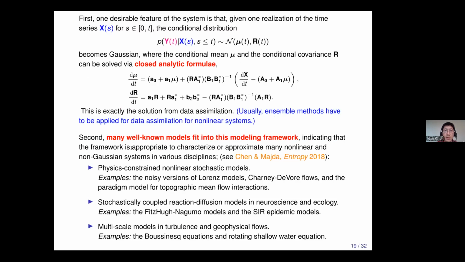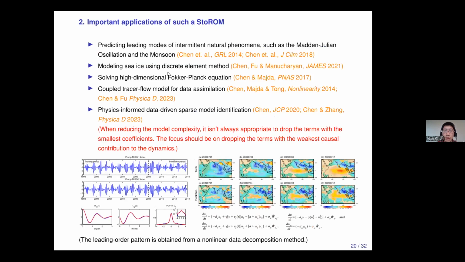I list all these important applications. At the very beginning, we used this kind of stochastic model to develop a low-order representation of this very intermittent time series. You can see, right? There are a lot of extreme events. We use two variables to describe these two time series, but we realized that these two variables themselves may not be sufficient. So we add another two hidden variables to describe this large amplitude and irregularity in the phase. But this equation belongs to that framework.